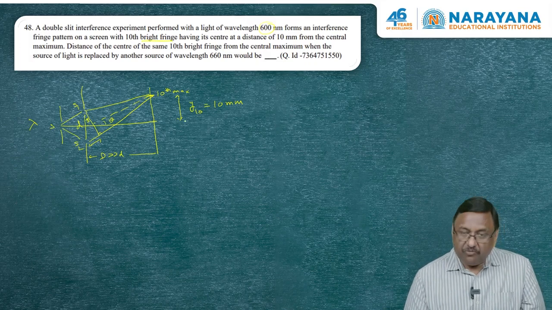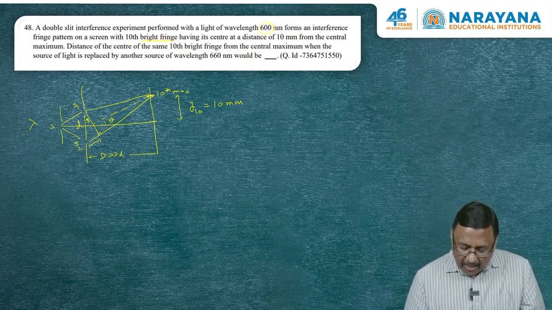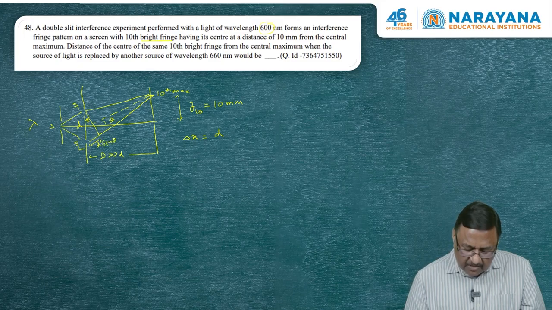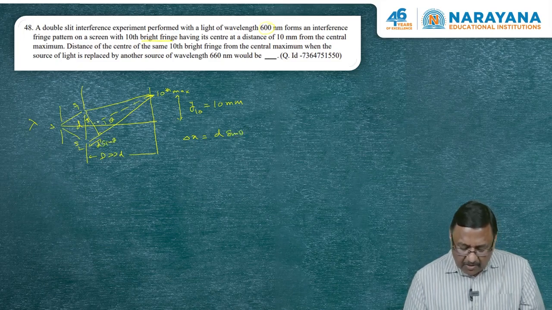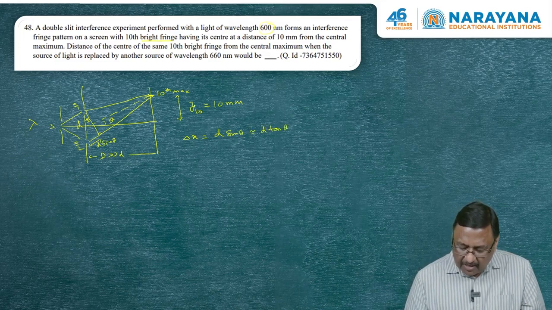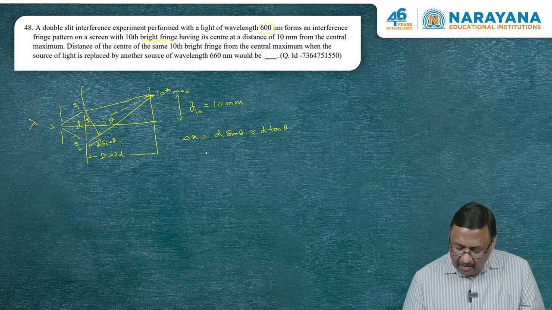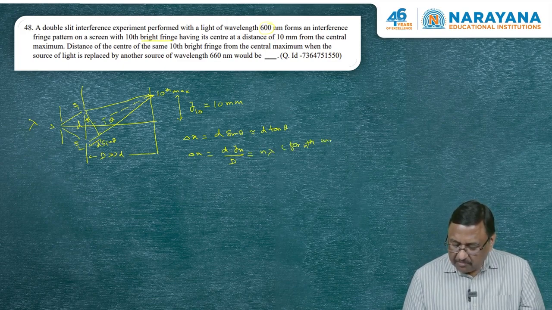If you remember the formula, for the nth maxima the path difference delta x is d sine theta. Theta being a very small quantity, I can write d tan theta, and tan theta is yn divided by capital D. So delta x is d into yn upon capital D. For the nth maxima, it is going to be n lambda. That is what we write for the nth maxima.